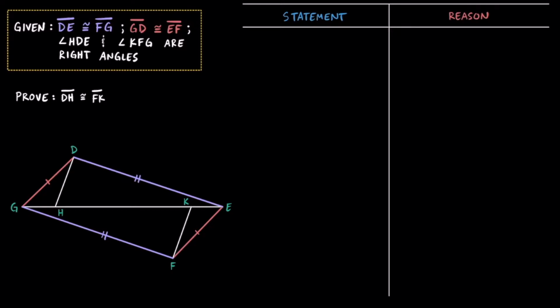And the last thing we're given is that angle HDE and angle KFG are right angles. Here's angle HDE and here's angle KFG. Both of them are right angles. Given these 3 pieces of information, we need to prove that segment DH is congruent to segment FK.